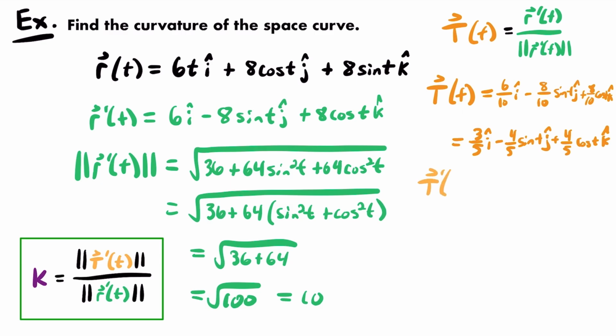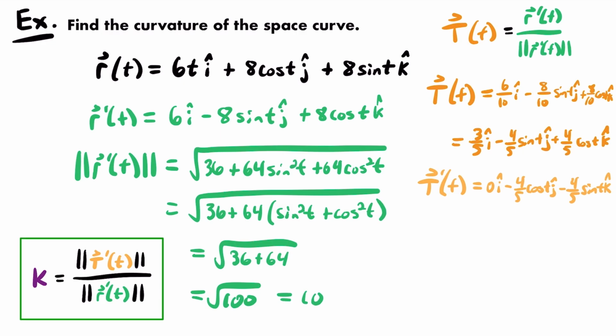The derivative of the unit tangent vector will be equal to the derivative of these three components. The x component is a constant, so the derivative is 0. So we have 0 times i plus the derivative of negative 4/5 times sine. The derivative of sine is cosine, so we keep that negative sign. We have minus 4/5 times cosine t times j, and then the derivative of the z component, cosine's derivative is negative sine, so we have minus 4/5 times sine t k.